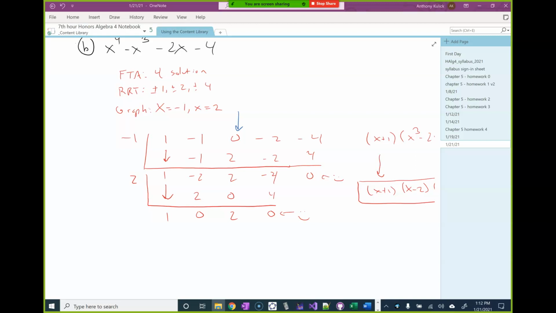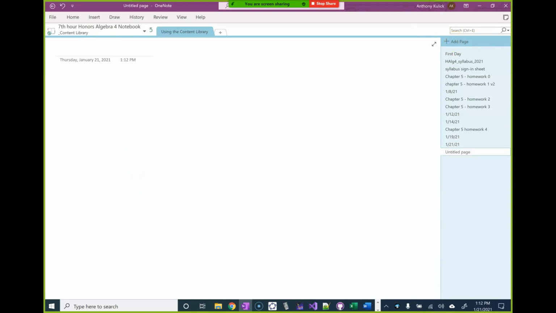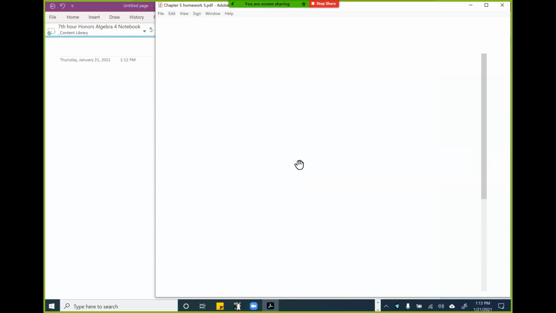Do your best with this. There are some that get pretty sneaky. So don't be frustrated if you try synthetic division and it doesn't work because I've somehow managed to trick you into trying a synthetic division that wouldn't work. You may encounter that happening. Just move on and try a different one. Okay, doesn't necessarily mean you did something wrong.